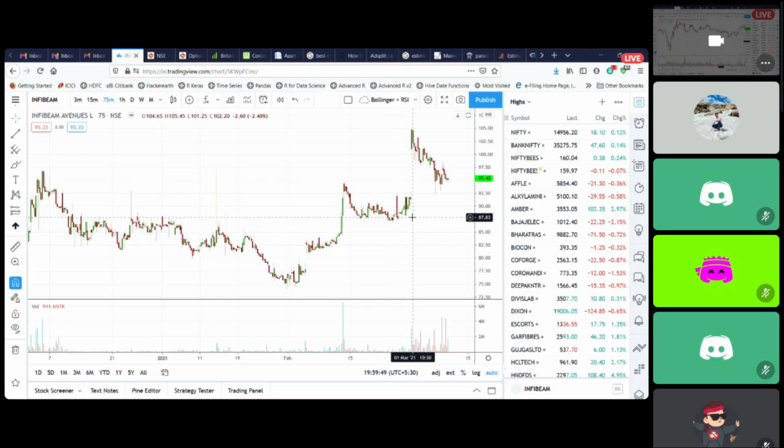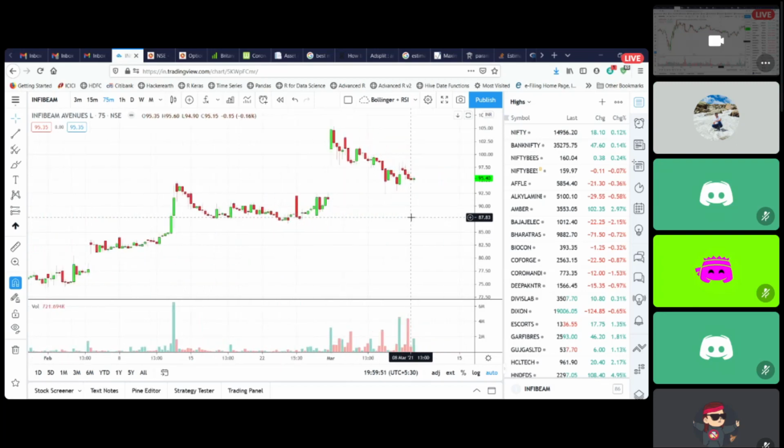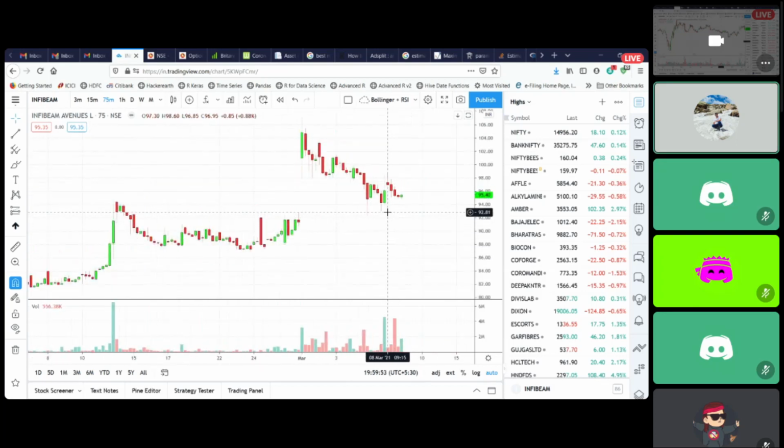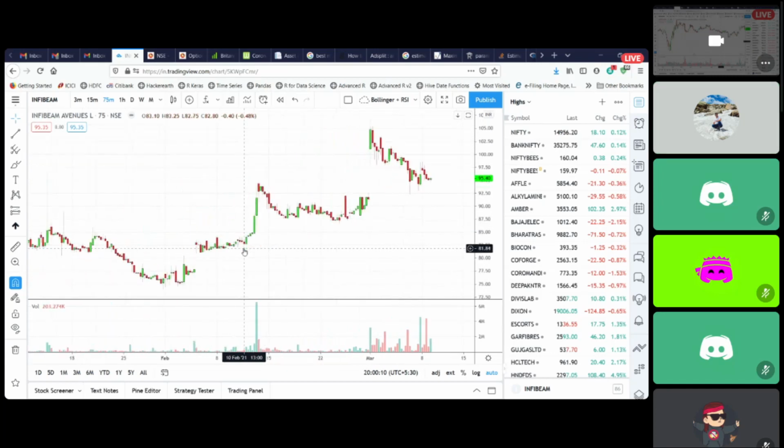So at least from a 75-minute perspective, I would say that yes, this trade is doable. If you are going long at 96 with a target of 105, you're targeting 9 rupees, but your stop loss is also 9 rupees. From a risk-reward perspective, I wouldn't be very comfortable taking this trade. Okay. Thank you.